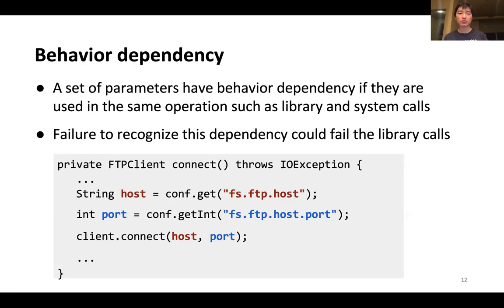The third dependency type I will describe is behavior dependency. And this means a set of parameters are used in the same operation, such as library and system calls, to influence system behaviors. And failure to recognize this dependency could fail those library or system calls. Here, I show you one example where we have 2 parameters. One parameter denotes the host address for the FTP service, and another parameter denotes the port number for the FTP service. And we know different ports could be available for different hosts, right? So if a user sets a specific port number which is actually not available for that host, then the connection library call here will fail.